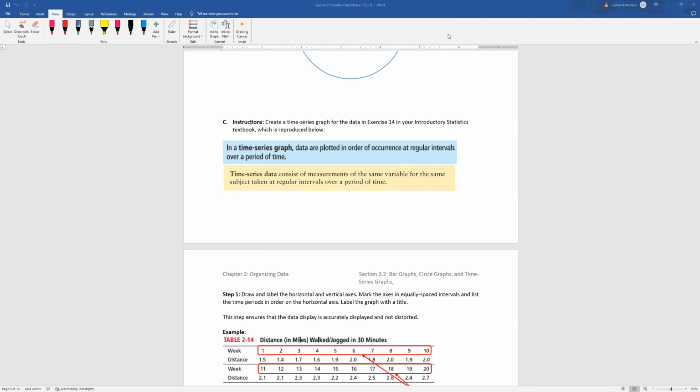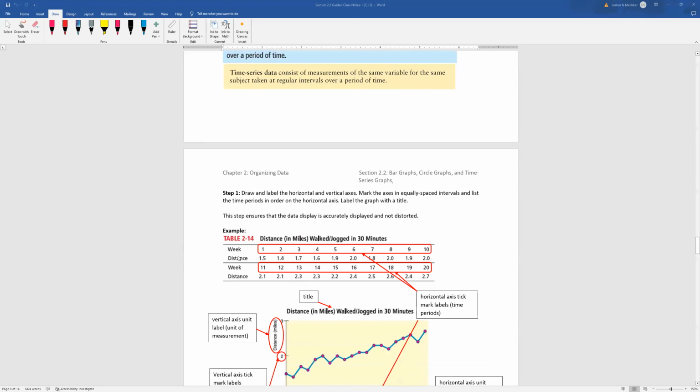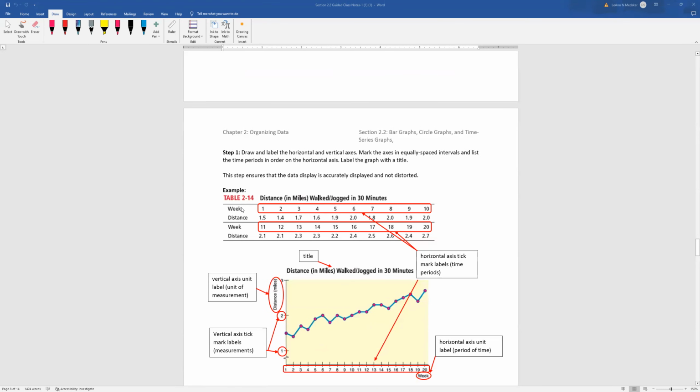The basic example from the textbook was distance in miles walked or jogged in 30 minutes, tracked over 20 weeks. The first thing we'll do is draw and label our horizontal and vertical axes, mark the axes in equally spaced intervals, and list the time period in order on the horizontal axis. Label the graph with a title. This was the information given, in 2 rows: the weeks are across the top and the distance in miles is on the bottom for each of those.